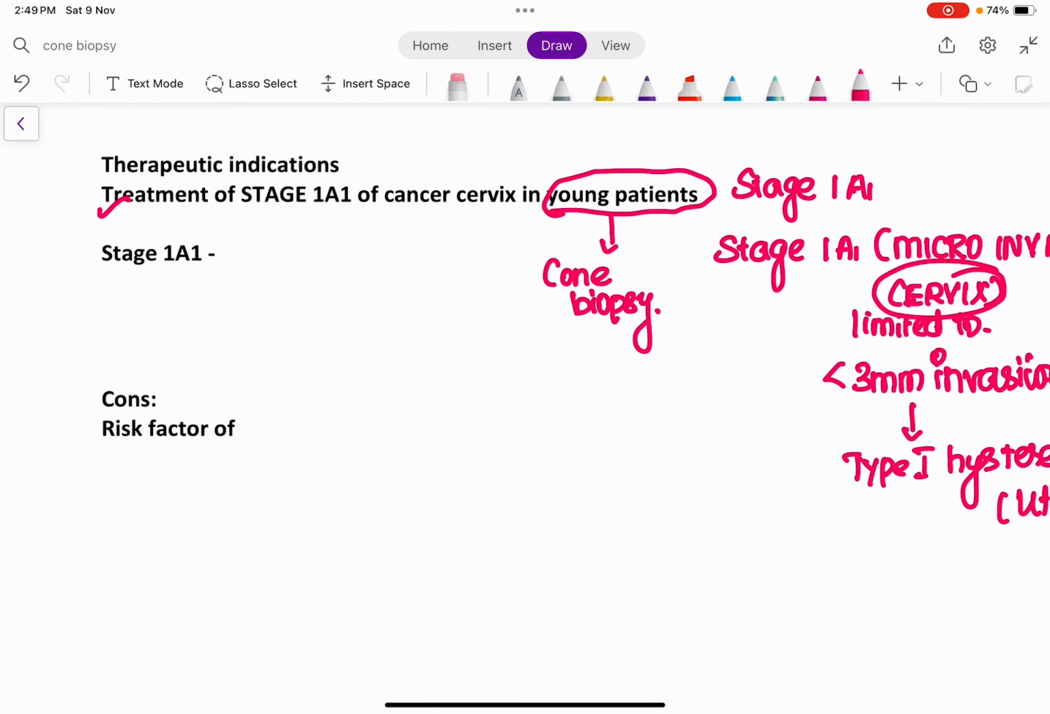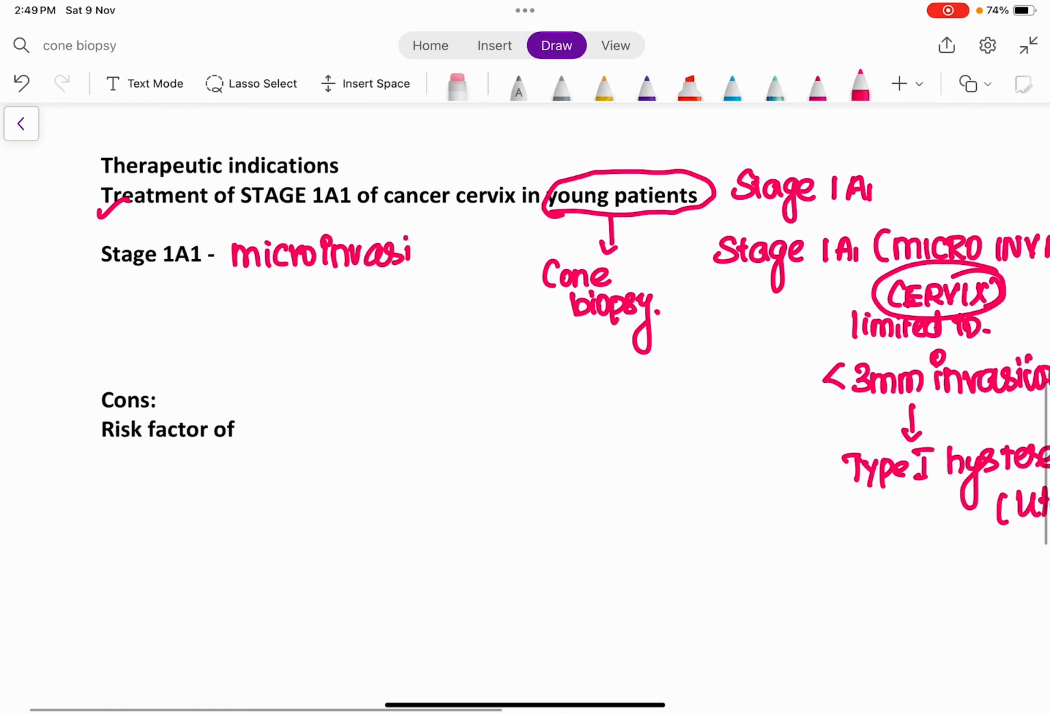Okay, so the treatment of stage 1A1 of cancer cervix in a young patient is cone biopsy or conization. It is actually micro-invasive, that is, less than 3 millimeter in depth. So less than 3 millimeter in depth, stage 1A1, the treatment is conization.